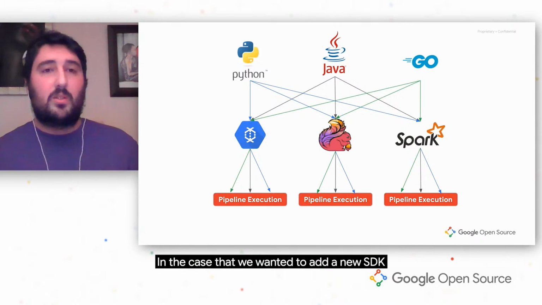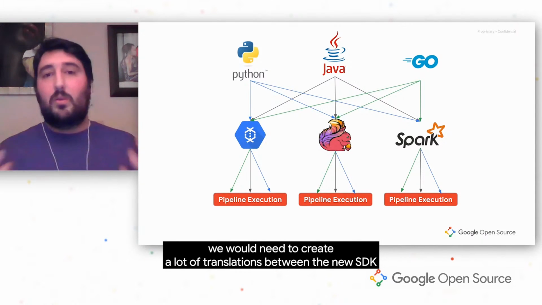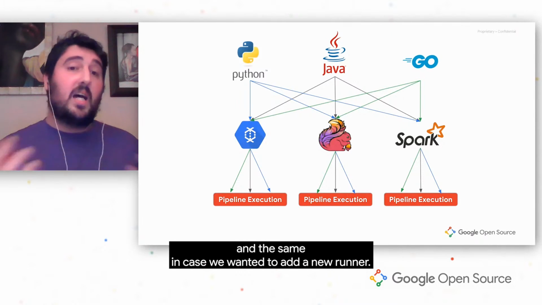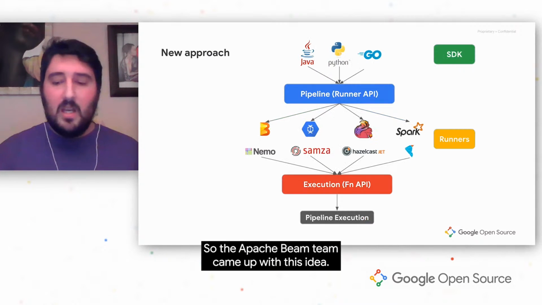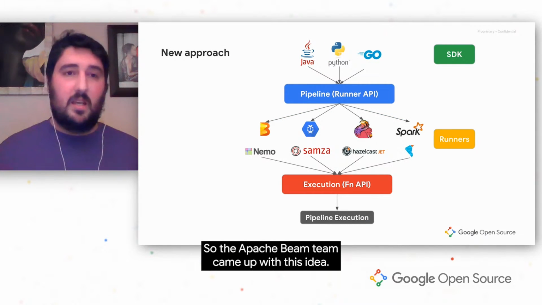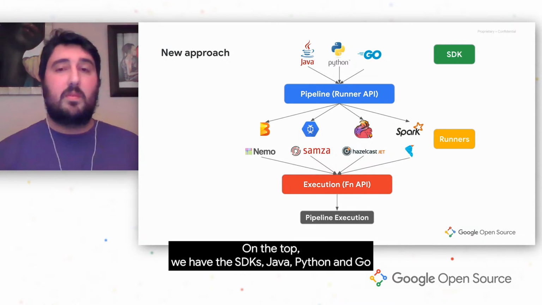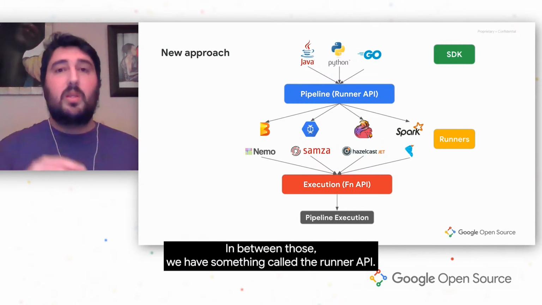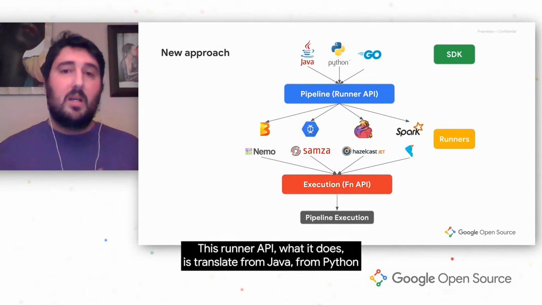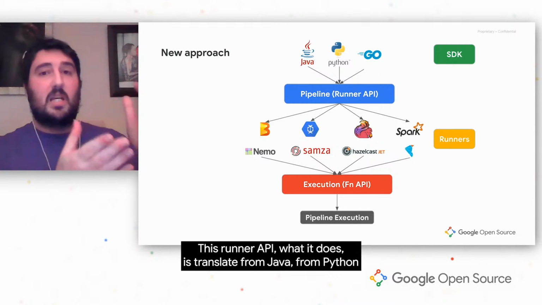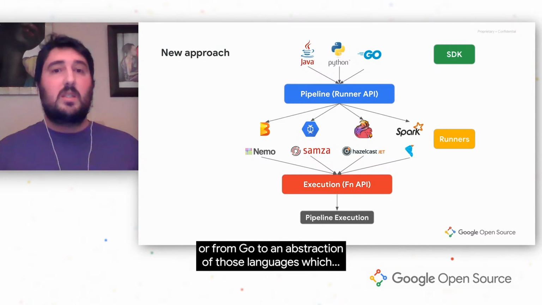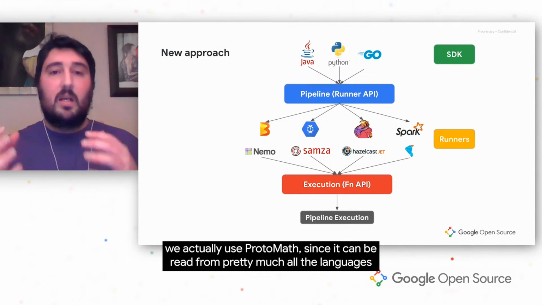In case we wanted to add a new SDK, we would need to create a lot of translations between the new SDK and all the runners that we have, and the same in case we wanted to add a new runner. So the Apache Beam team came up with this idea. On the top, we have the SDKs, Java, Python, and Go, and in the middle, we have the runners. In between those, we have something called the Runner API. What the Runner API does is translate from Java, Python, or Go to an abstraction of those languages, for which we actually use protobuf, since it can be read from pretty much all languages.